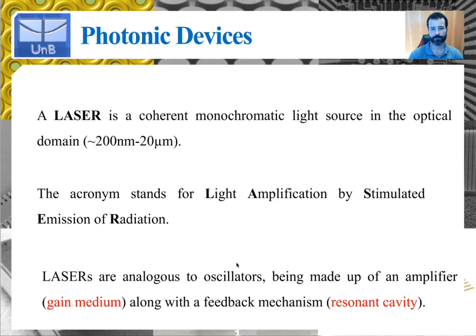Similarly to oscillators, it also needs a feedback mechanism. If you take an RF oscillator, usually you have a feedback circuit or resonant cavity. In the case of a laser, you need a resonant cavity. Usually you have a couple of mirrors or some other type of cavity that makes it possible for the beam to propagate back and forth inside the gain medium, and through the process of amplification by stimulated emission, you can get a light source with all of the characteristics that we have mentioned.